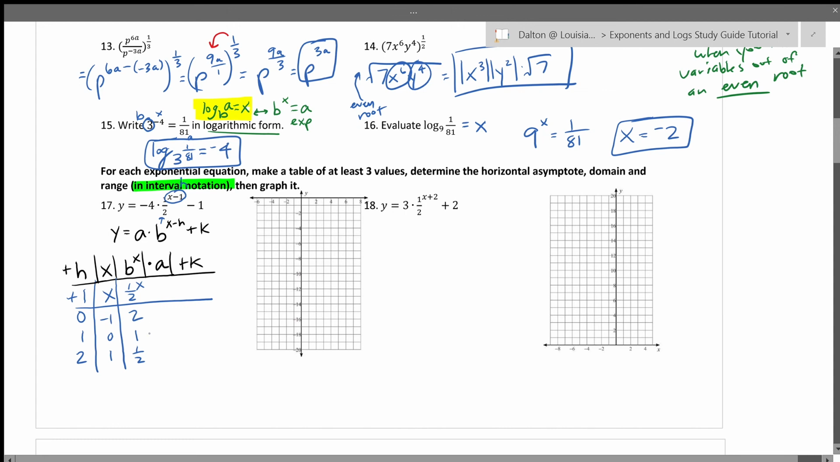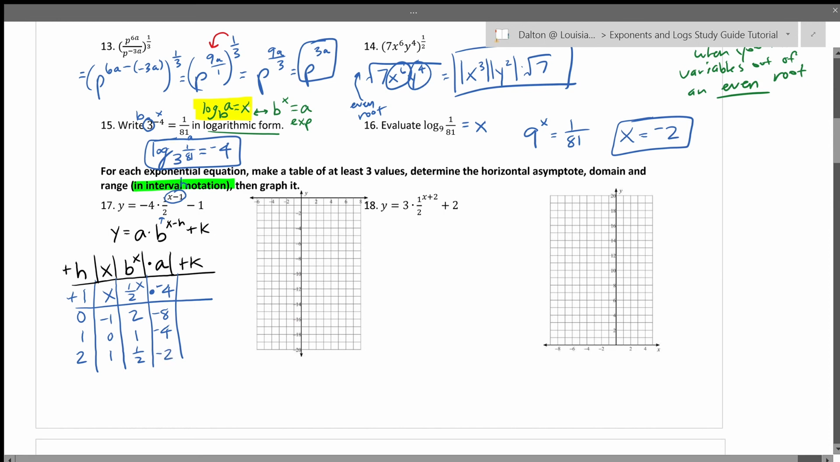And then we're going to multiply your y values times a. A is -4. That negative is attached to a, so you got to make sure to put that in your table as well. 2 times -4 is -8. 1 times -4 is -4. 1/2 times -4 is -2.